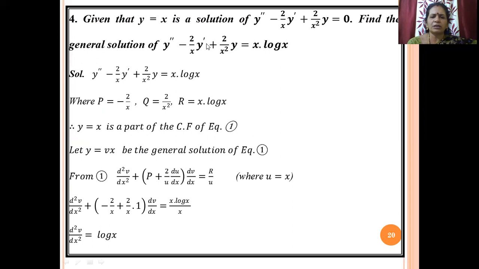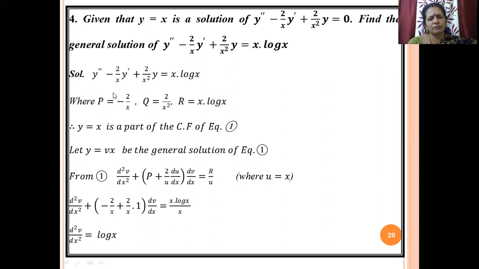Now coming to the next one, this is also similar to the previous one. Here also r is 0, and find the general solution of y double dash. We have to find out the general solution of this also. Here also, y is equal to x is given as a solution of this. That is, the complementary function is given.